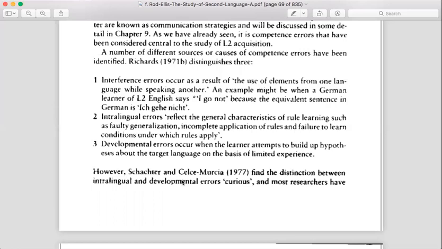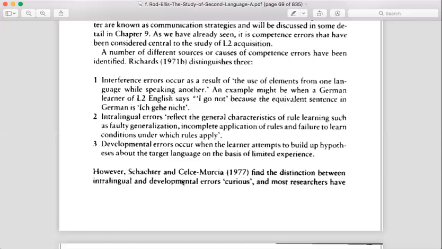So these are some of the sources again which are given by Richards in 1971, and these are interference errors. Okay, the use of elements from one language in another language, and then again there's an example given of the German language, which of course I cannot read. But there are some of the examples that you can understand, when the vocabulary words of the two languages, English and another European language, for instance, Italian, are similar, then we can understand those examples.